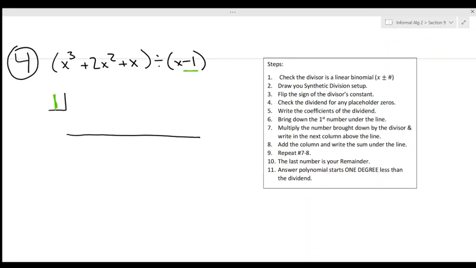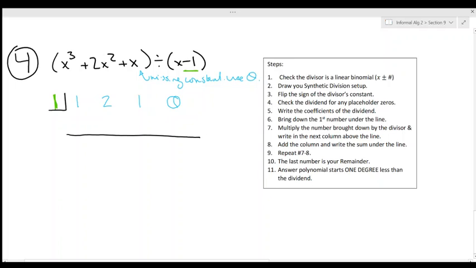Okay, now we're going to check our dividend for any missing terms, for any placeholders that we need to put in. So we have an x to the third, which means we need an x squared, and then we have an x, but we're missing something in the back here. We're missing the constant. Use a 0. Okay, so the coefficient of x to the third is a 1. The coefficient of our x squared piece is a 2. The coefficient of our x piece is 1. And then that missing constant value is where we put that 0 in.